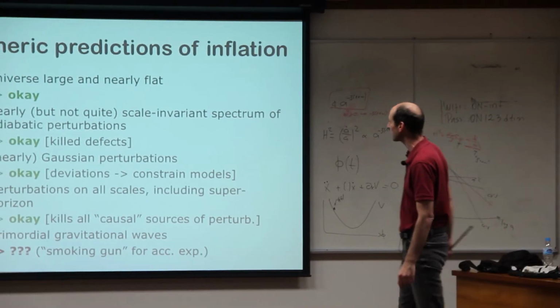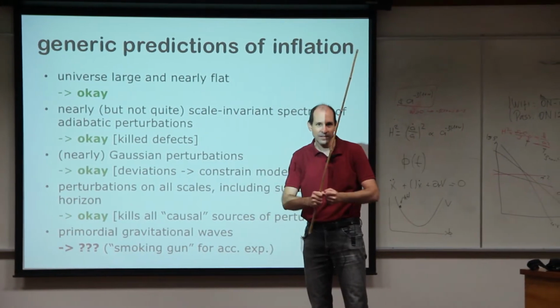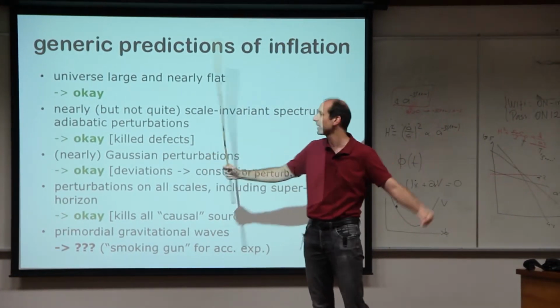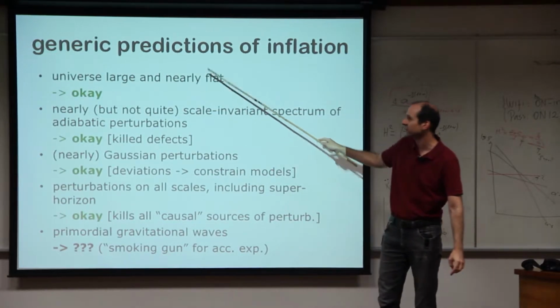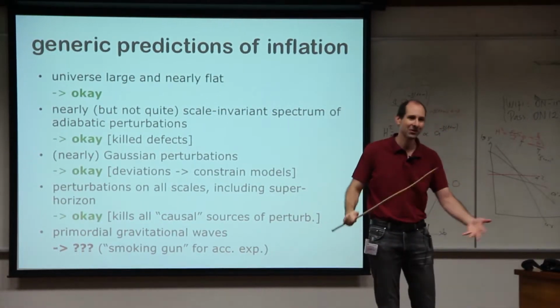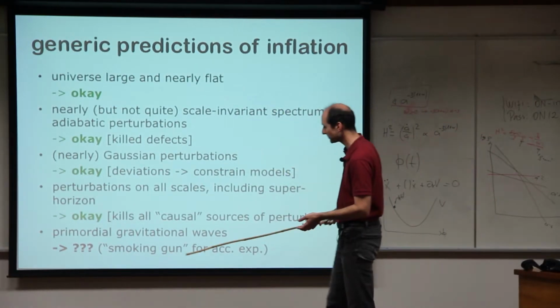The observational prediction is that we have this accelerated expansion that makes the universe larger and flatter. And so is the universe large and effectively flat? Indeed it is, okay? That's kind of why we introduced it, so that it does.